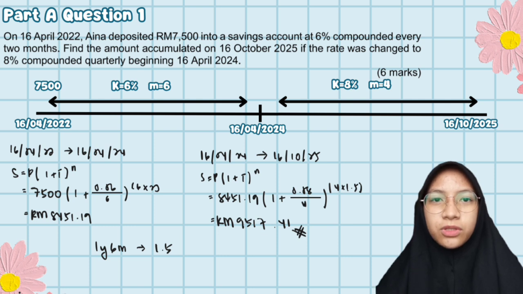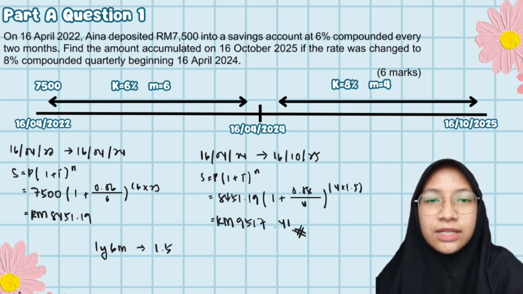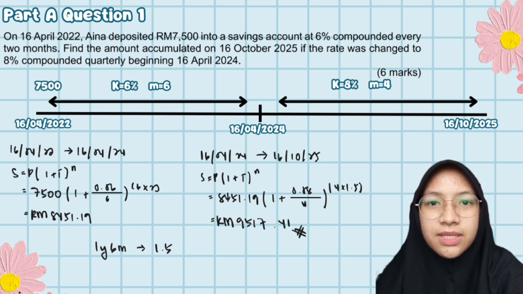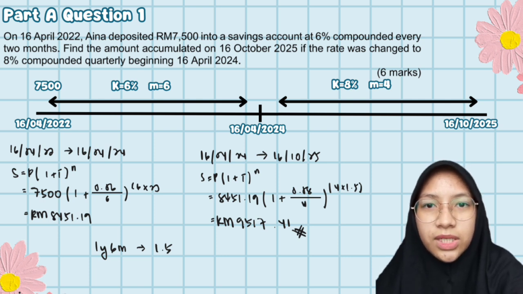16 April 2022, I now deposit 7,500 ringgit into a saving account at 6% interest compounded every 2 months. So the principal P is 7,500. The interest rate K is 6%, and the number of compounding periods per year, M, is 6, since interest is compounded every 2 months. The question asks for the accumulated amount on 16 October 2025, given that the interest rate changed to 8% compounded quarterly, starting from 16 April 2024.